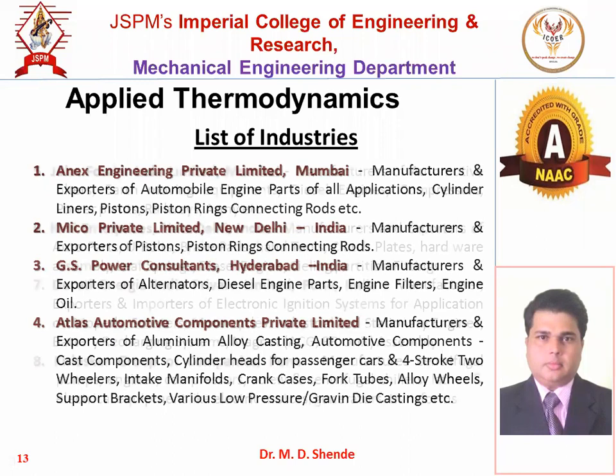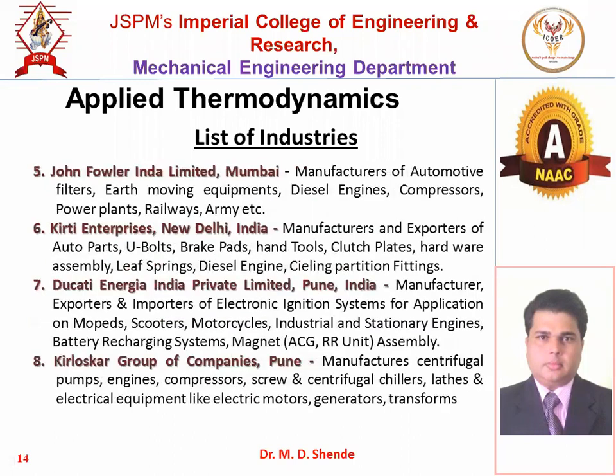Then Atlas Automotive Components Private Limited. I have told you about Atlas Copeland, Atlas Copco and Atlas Automotive Components. Then John Deere India Limited, again in the field of IC engines and automotive. Then Kirti Enterprises, Ducati, Kirloskar. Kirloskar is a big group which deals with engines particularly, and refrigeration. Previously they manufactured compressors, now that is taken over by Copeland. Kirloskar is mostly in Maharashtra and abroad also. It is a big group where you have a bright future.